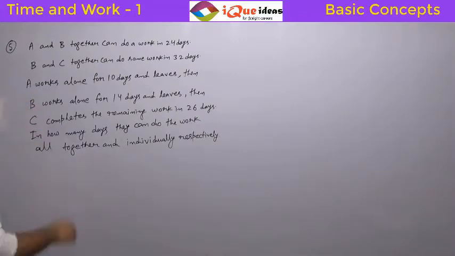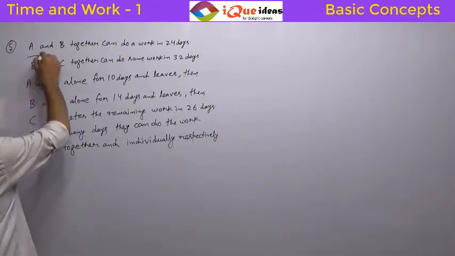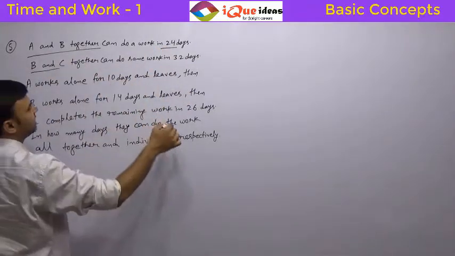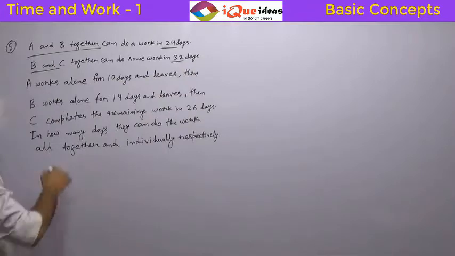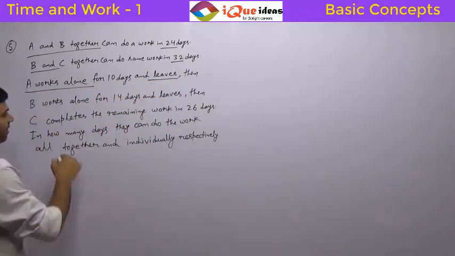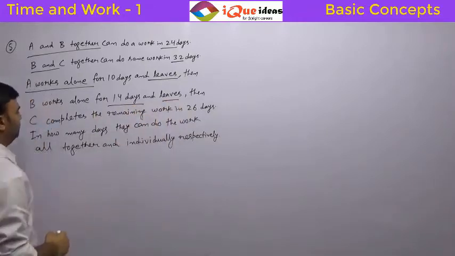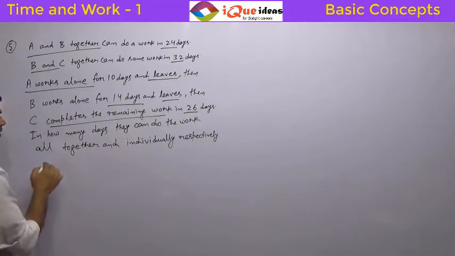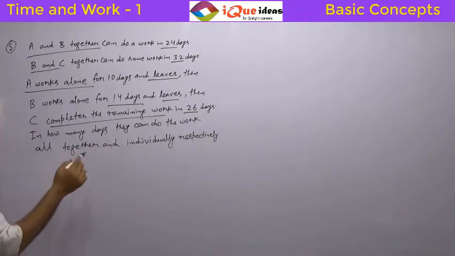Now let's take a look at this question. It says A and B together can do a work in 24 days. B and C together can do the same work in 32 days. A works alone for 10 days and leaves. Then B works alone for 14 days and leaves. Then C completes the remaining work in 26 days. In how many days can they do the work all together and individually respectively?